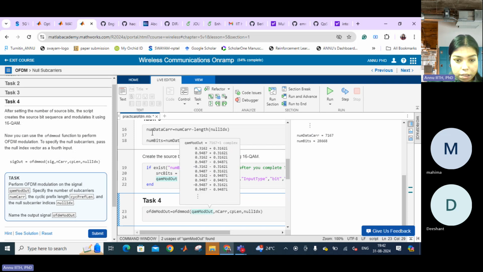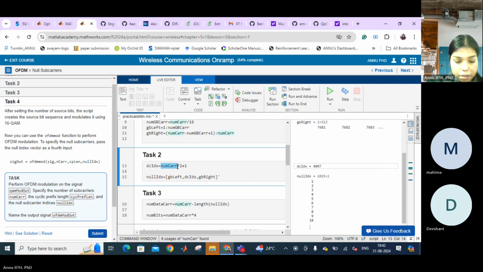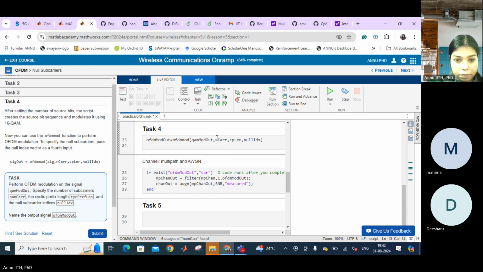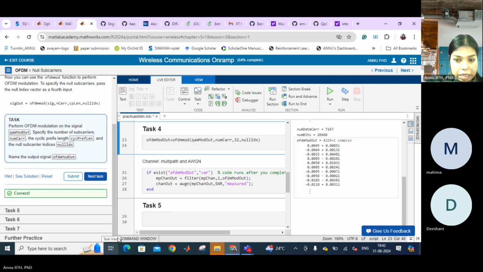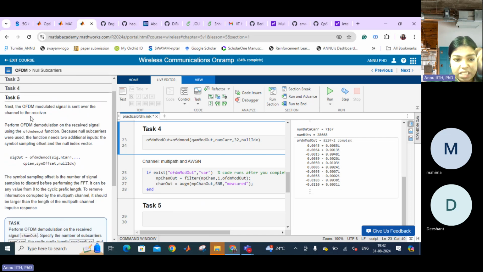Number of carrier was num_carrier in our case. I can put directly as 32 here. I don't know what is this. 32. So correct only. So next the OFDM modulation is sent over the channel. So channel is done here. So when this modulation exists, the code runs. When you complete, so this exists. Okay. So variable exists.